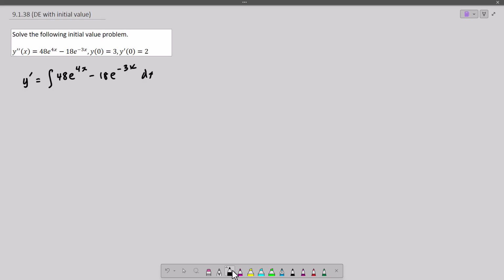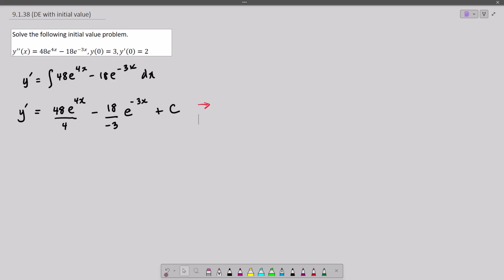Well, we've got some exponential functions here, and the integral of an exponential is itself divided by the derivative of the exponent. So same idea here. We're going to have to divide by -3. And then plus some constant of integration. Okay, so now we can calculate the value of that constant of integration with our initial value right here.